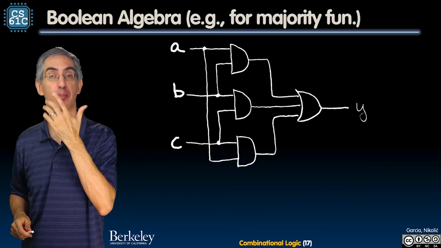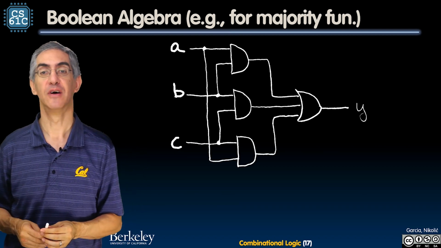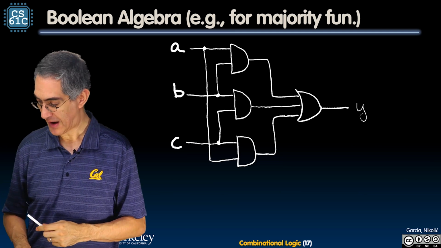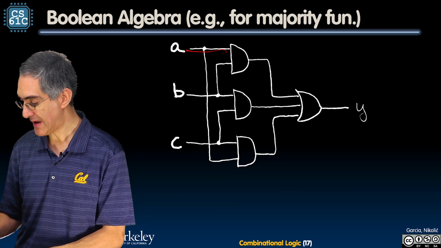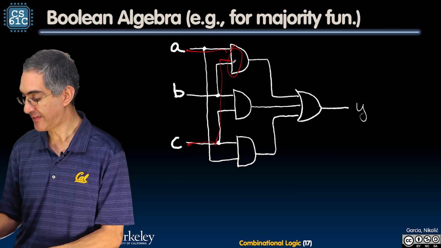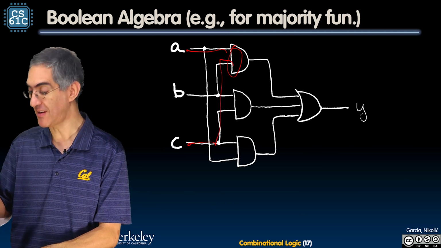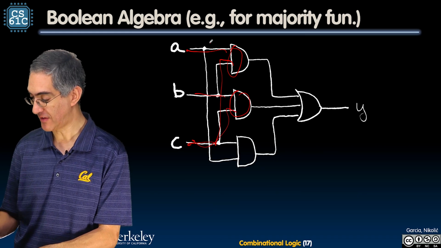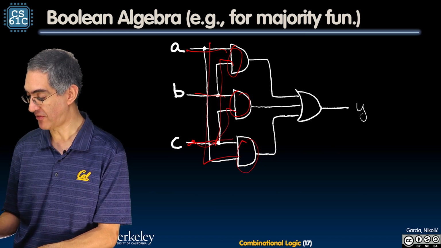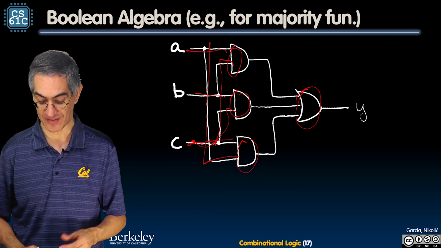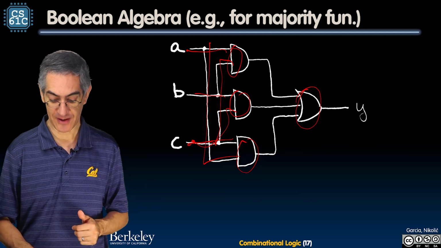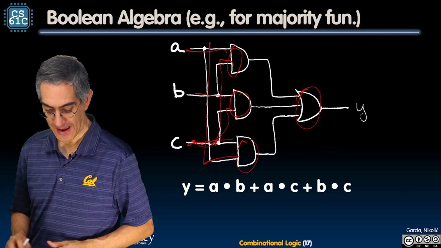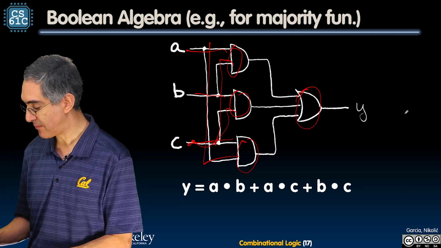So here is the circuit of a majority function. What would that look like in Boolean algebra? Let's take a look. I'm seeing A and B, which remember now is A times B. I'm also seeing B times C. I'm also seeing A times C. And there's an OR with all of that, which means they all have to be grouped with a plus between them. And that's what I get: A times B, A times C, and B times C.